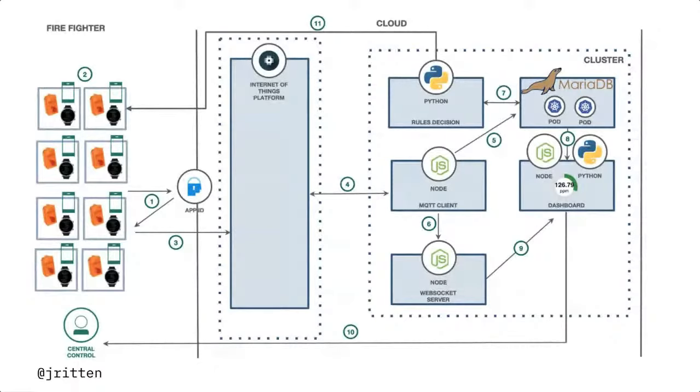There's a PVC underneath the deployment where the data is stored on a persistent volume. And that's how we store our long-term historical data. Number 6, you can see the client also sends some data to a WebSocket server. WebSocket server in Kubernetes is pretty interesting.